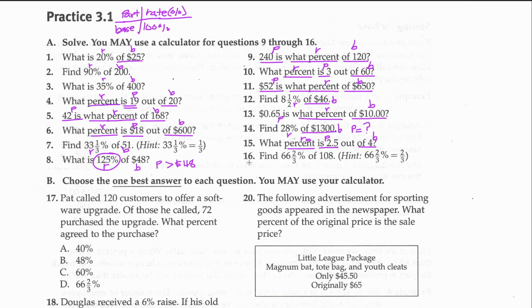Number 16, find 66 2/3% of 108. So 66 2/3%, that is the rate. And of 108, that is the base. And again, we don't know the part. So that's what we're looking for, the part.